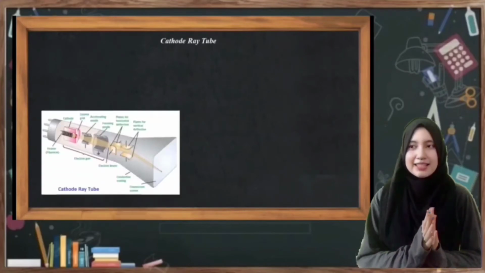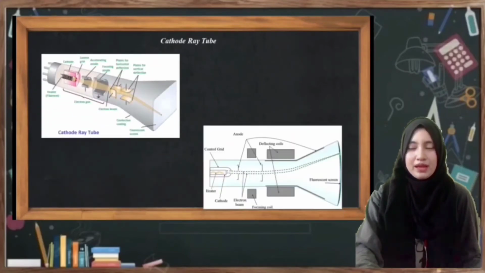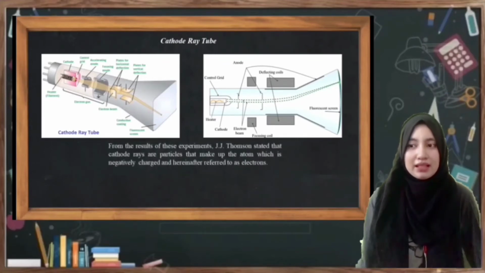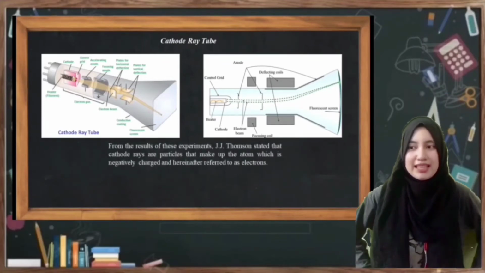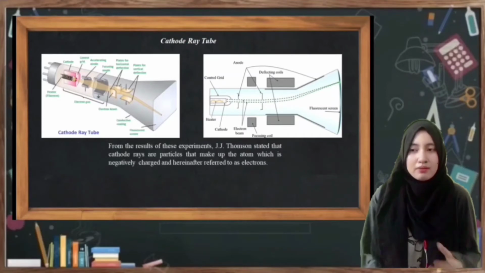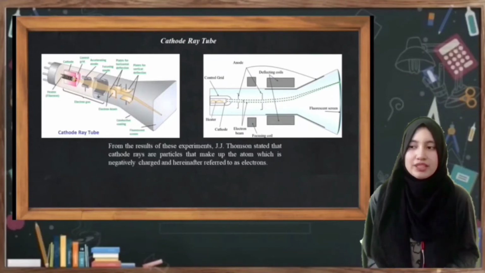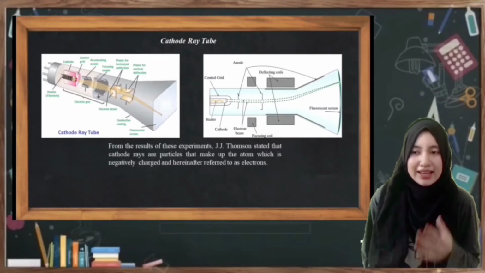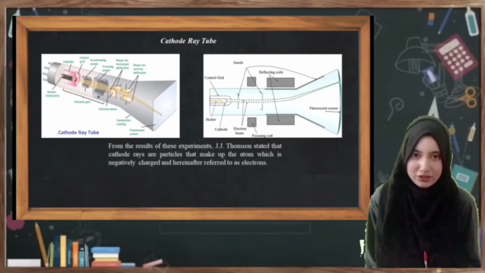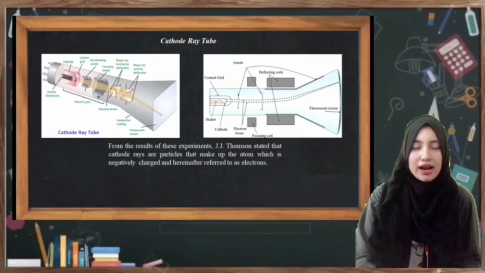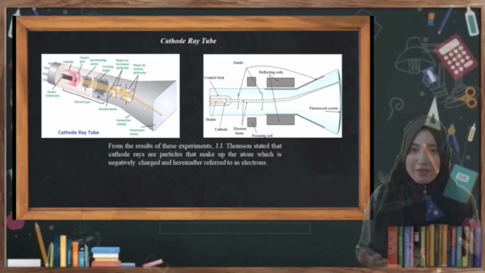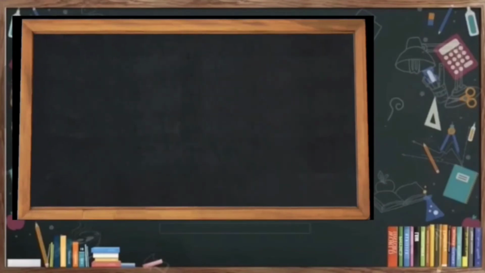Okay, next is the cathode ray tube, and I will put the picture. From the result of this experiment, J.J. Thomson stated that cathode rays are particles that make up the atom, which are negatively charged, and hereinafter referred to as electrons. For better understanding, I will explain with this video.